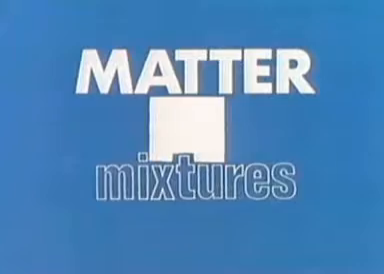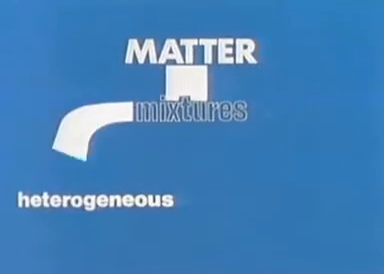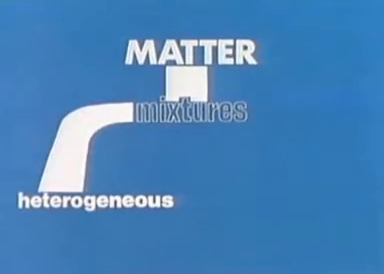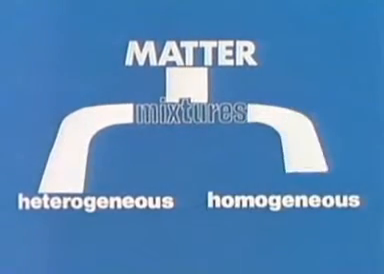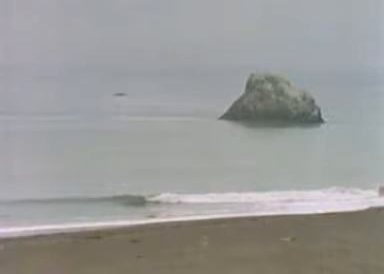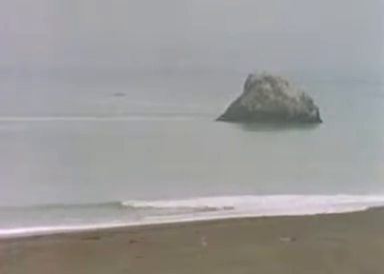Mixtures make up most of the matter of the earth. Some of them are heterogeneous, with unevenly distributed parts, and some are homogeneous, with evenly distributed parts. Because the parts of a mixture maintain their separate identities, their physical properties can be used to separate them.